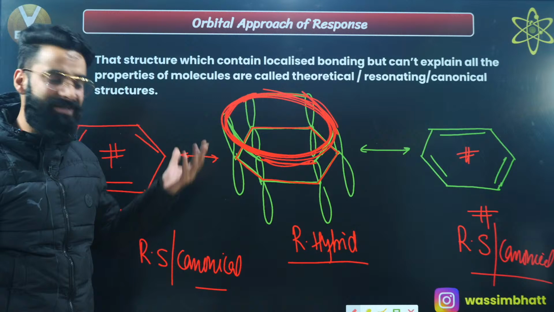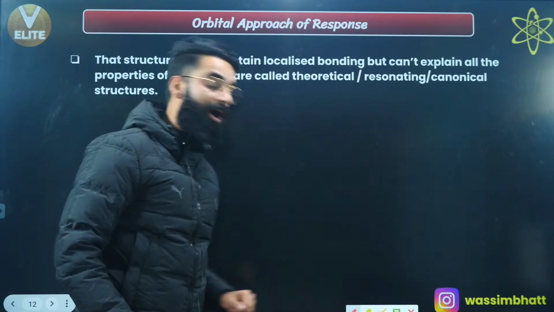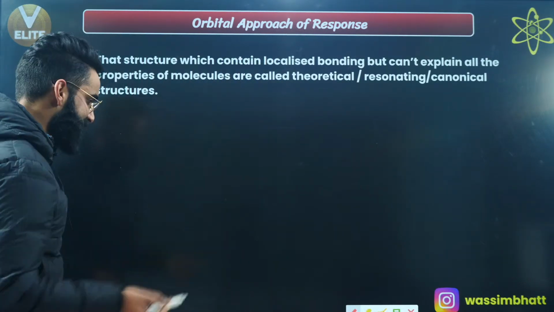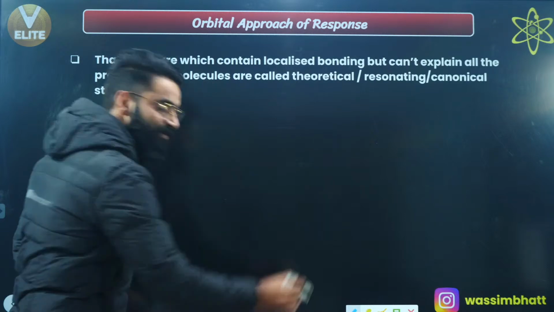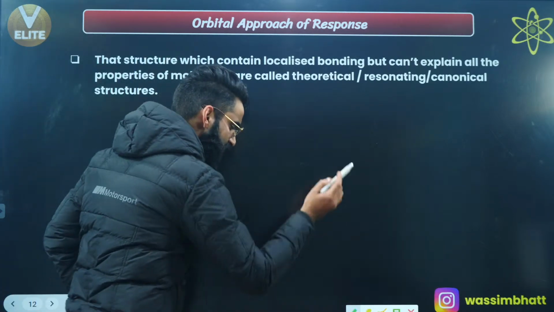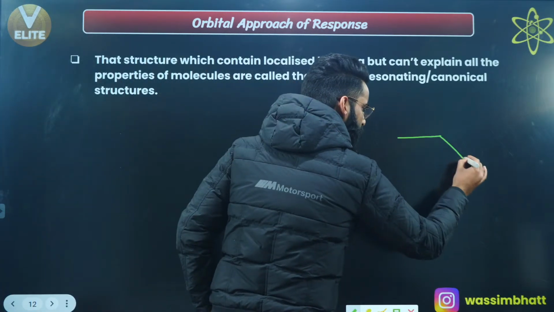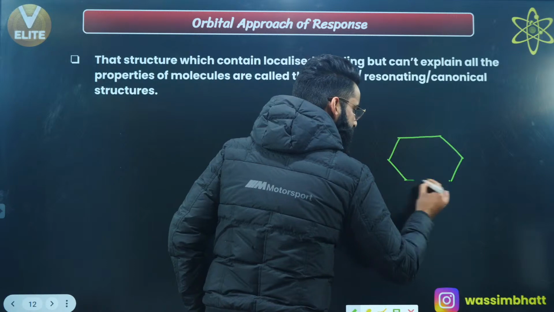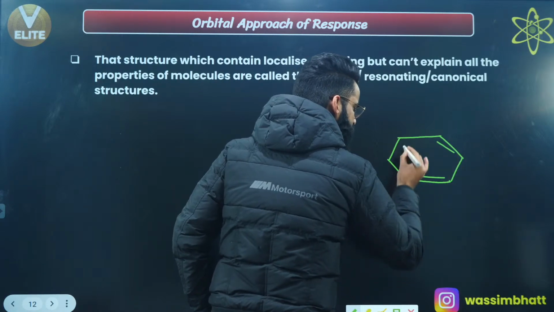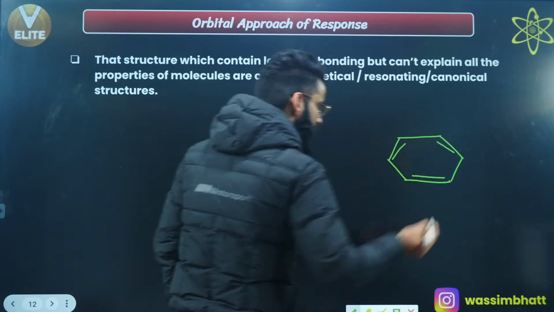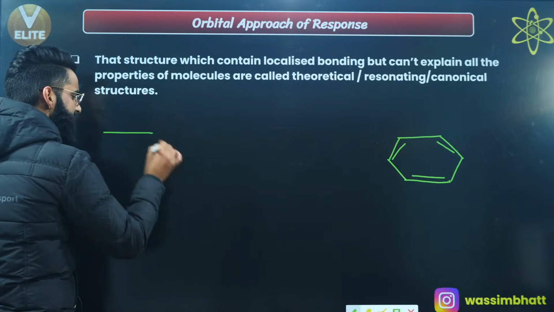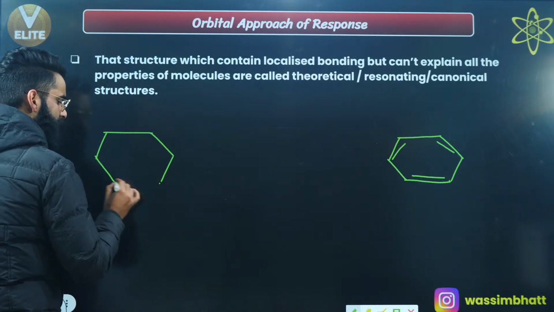How do we make it in 2D? Have a look. Understand it in another way as well. See, this is one of the proposed structures of benzene, or I'll be calling this the canonical form of benzene. And similarly, this is one more canonical form of benzene.